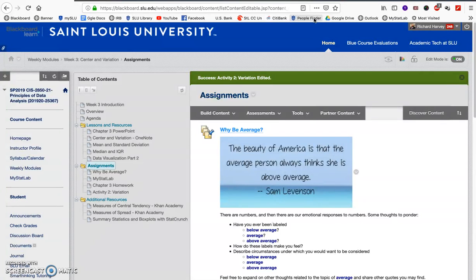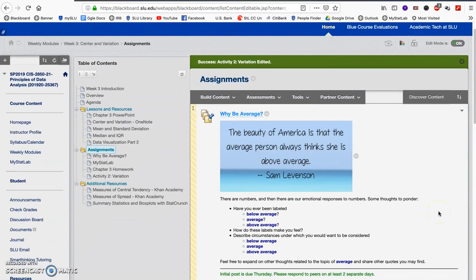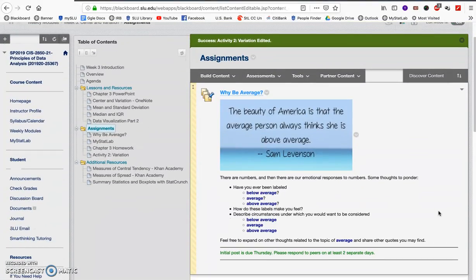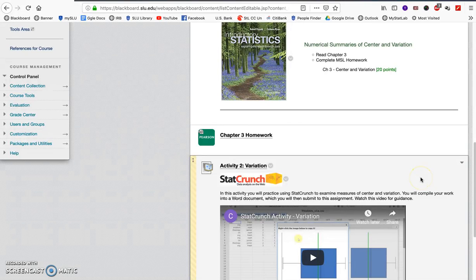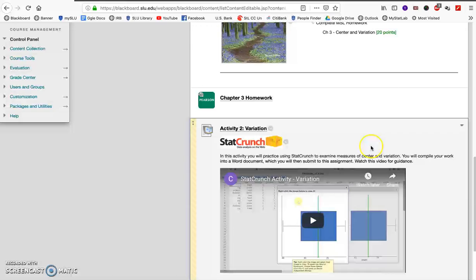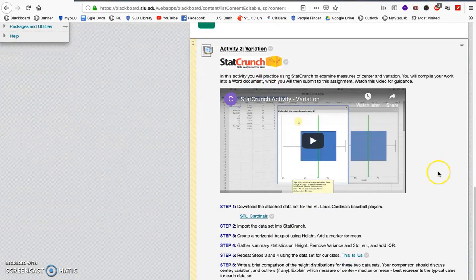In terms of the work for this week, make sure that you answer the discussion question, why be average? There is a MyStatLab homework assignment on chapter 3, and then there's an activity assignment.